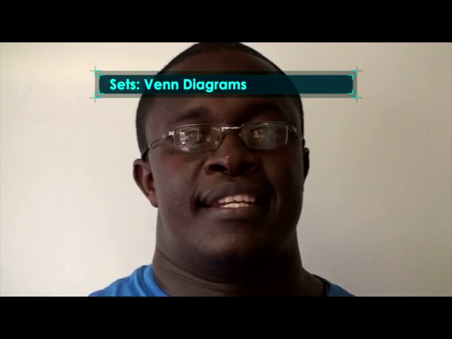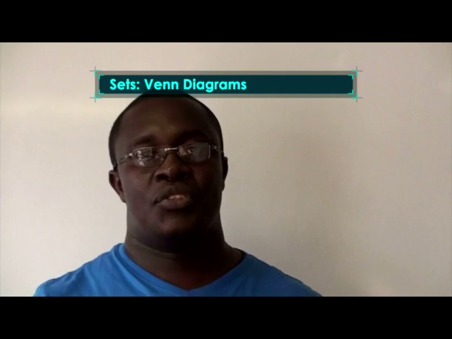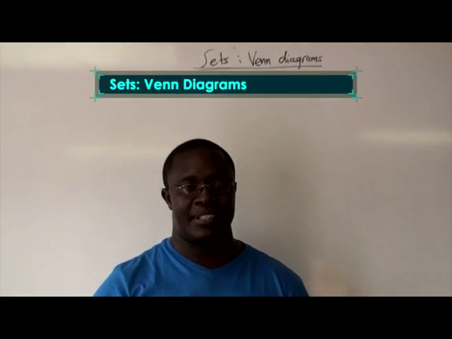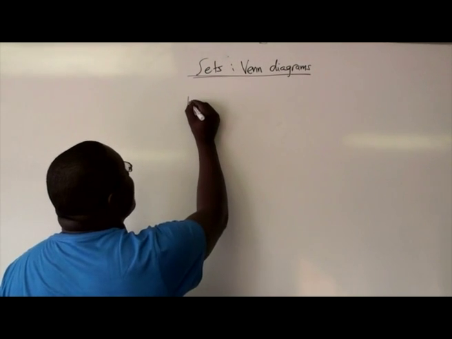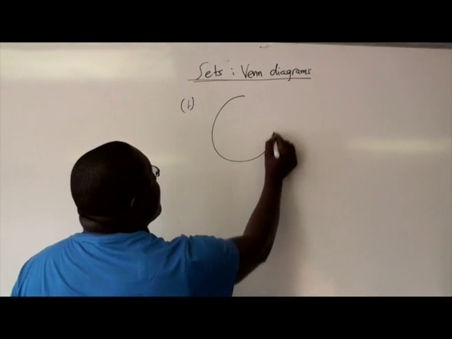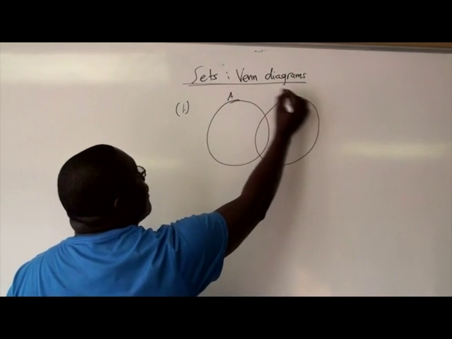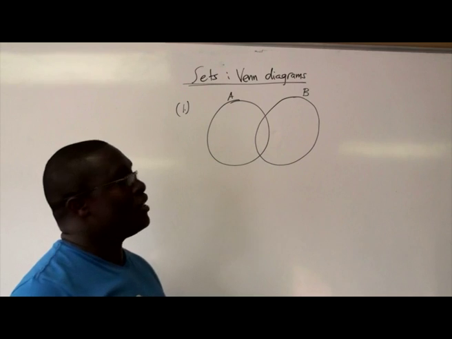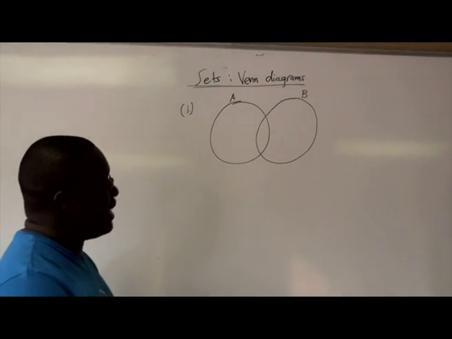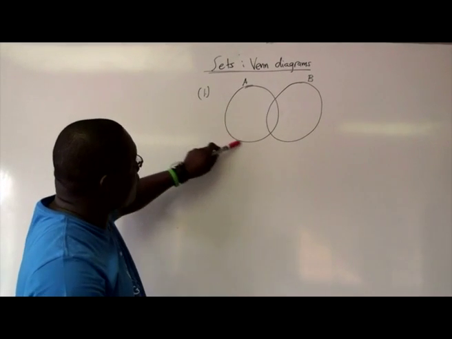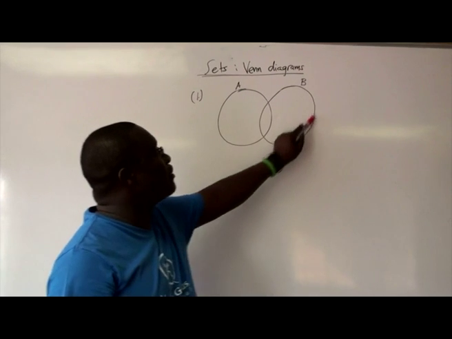Today we're going to be looking at sets and to see how to represent them diagrammatically through the use of Venn diagrams. Now a Venn diagram, I will show you one where you have a set A and a set B, right? Like that. So what you're simply saying is that everything that is in A is within this circle A, and everything that is in B is in that circle.